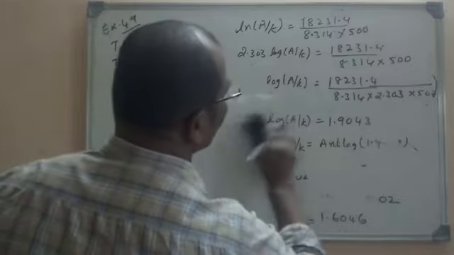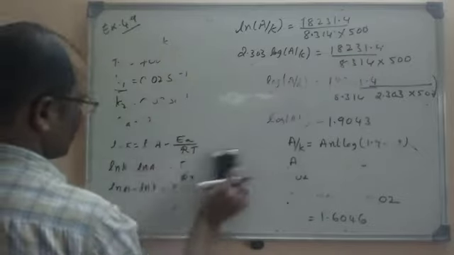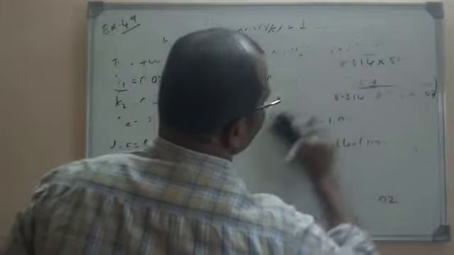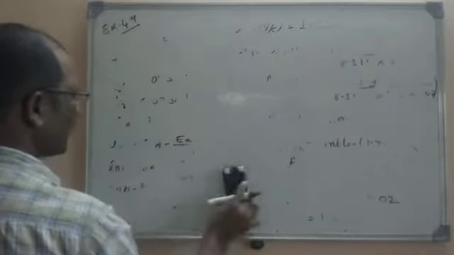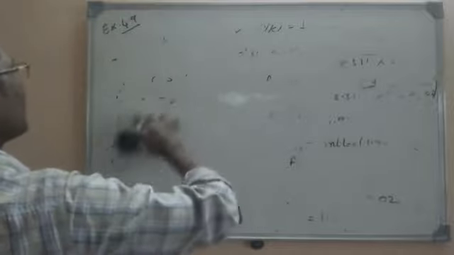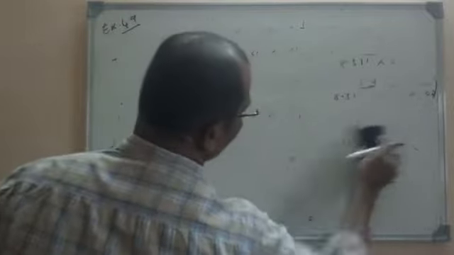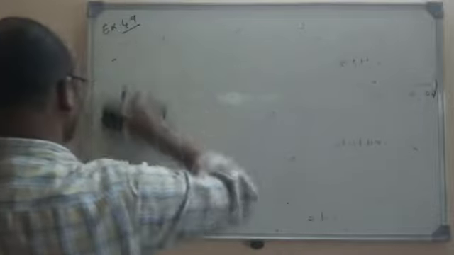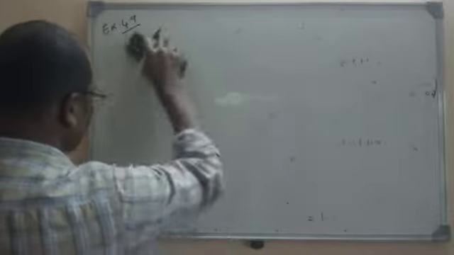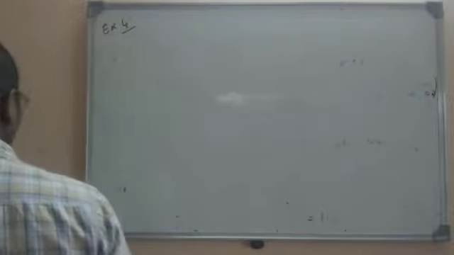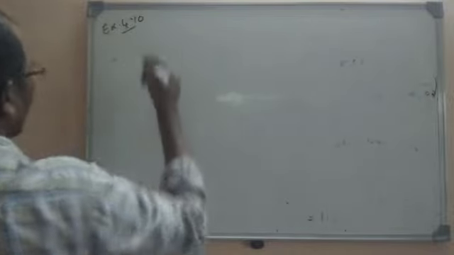Now let us move to the next model, that is problem number 4.10. Now we are going to find the velocity constants. In this problem the velocity constants are given, temperatures are given. We had calculated the values of activation energy and the frequency factor capital A, that is the Arrhenius factor. Now we will go for the next one, problem 4.10. I will read the problem.